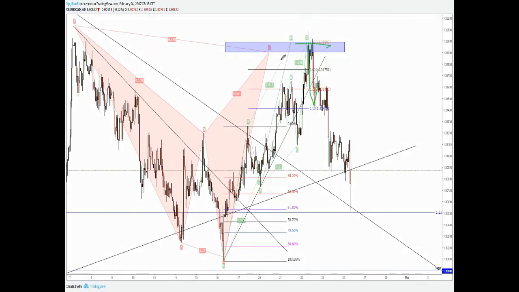Entries were right in the box. That's the aggressive entry. The conservative entry would have been when you see that big bearish candle right there, that reversed off the zone. When you see that big reversal candle, that's when you can start looking to short.